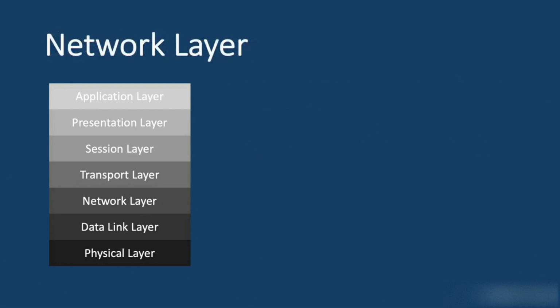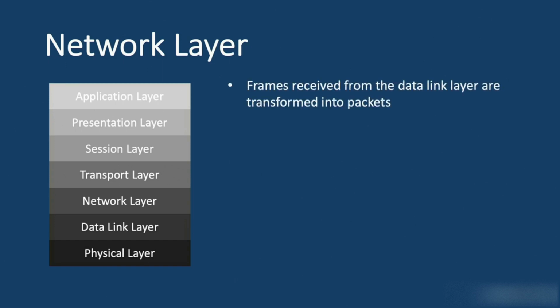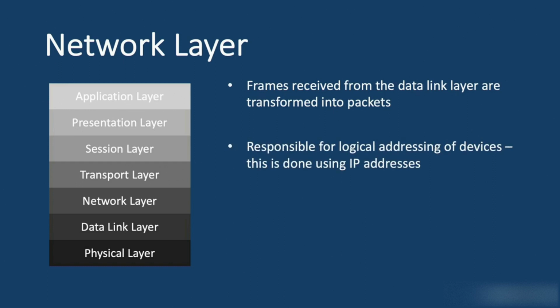Let's now talk about the third layer, which is the network layer. The frames that were present at the data link layer, when they move one level up, some headers are added on top of that and it is now transformed into packets. The network layer is responsible for logical addressing of devices. This is done using IP addresses.